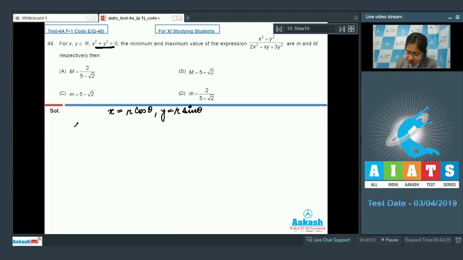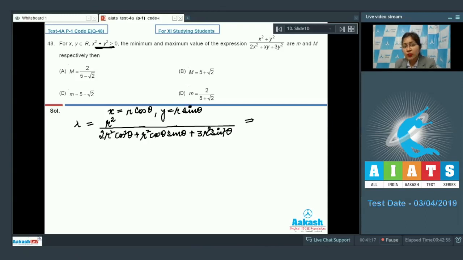So, let us say the value is equal to lambda. So, this will be equal to x square plus y square, that is r square. And in the denominator we will have 2 into x square, that is r square cos square theta, plus xy, that is r square cos theta into sin theta, plus 3 times y square, that is r square sin square theta, right? Now r square can be taken common from the numerator and denominator, and multiplying numerator and denominator by 2, we will get 4 cos square theta plus 2 cos theta sin theta, that can be written as sin 2 theta, plus 6 times sin square theta.